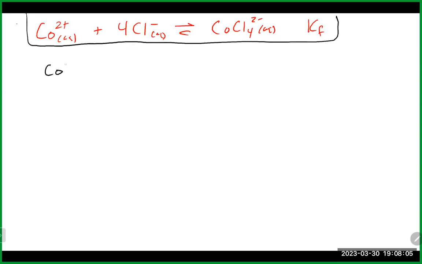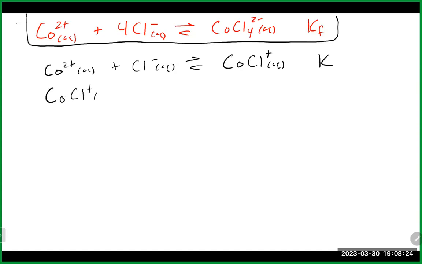The first thing that would happen is the cobalt would just pick up 1 ligand, and you'll get something like CoCl plus. And there would be a K value for that particular one. The next thing that would happen is that guy right there would pick up another Cl minus, and that'll give us CoCl2, which would also have a K value for it as well. We call it K1, call it K2.